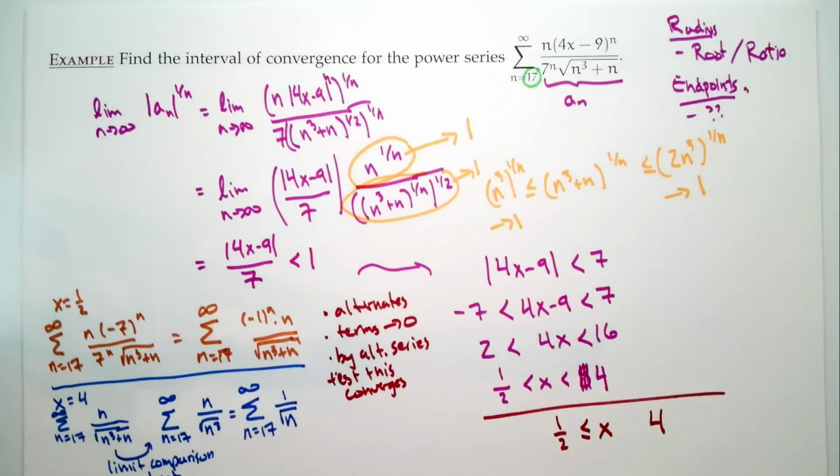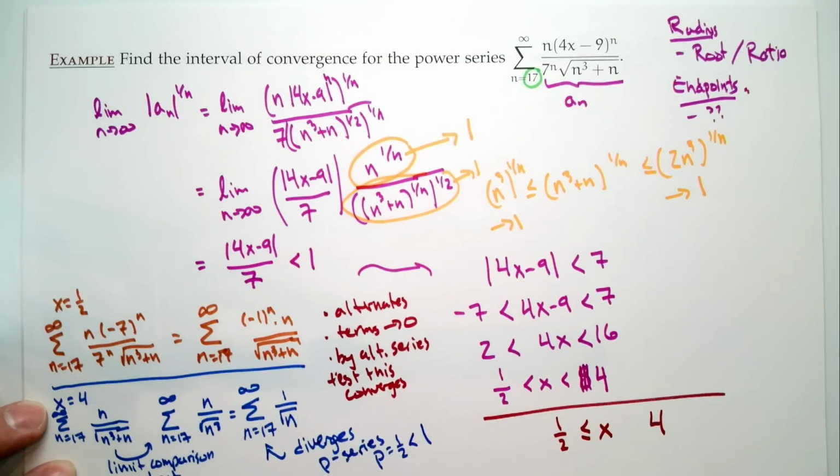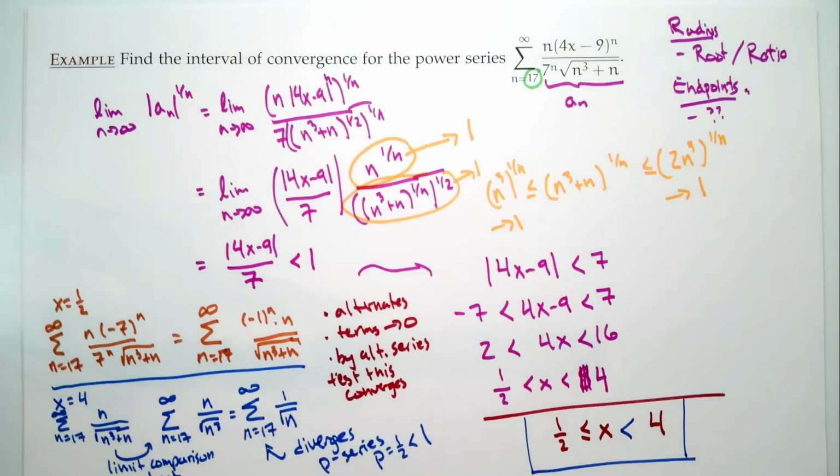Now, does this sum converge? And the answer is no, it diverges. How do we know? Because it is a p-series, and here p equals a half, which is less than 1. Which means we do not include the endpoint of 4, so our answer is 1/2 less than or equal to x less than 4. So if you're asked to find the interval, remember, you have to get the endpoints. If you don't need the endpoints, you don't have to check them.